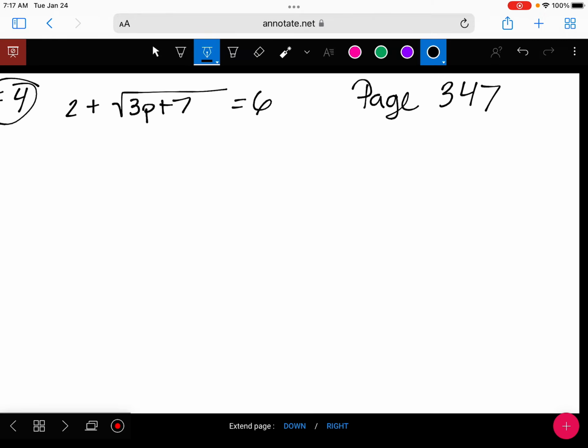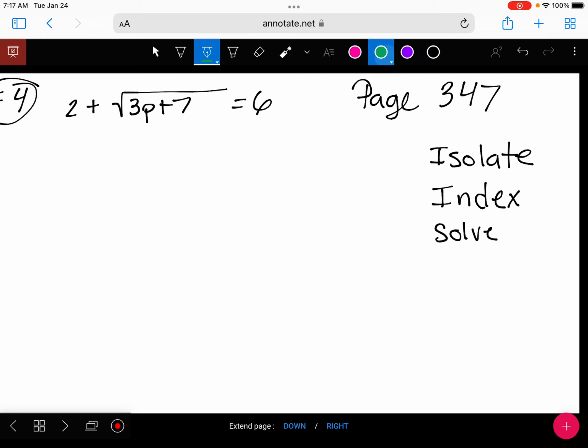So, remembering what we talked about yesterday, we need to isolate the absolute value. We're going to deal with our index for how we get rid of the root, and then we need to solve. Those are our steps. Remember, solve means get to x equals, or in this case, since our variable is p, we need to get to p equals, all the way down to the letter all by itself.